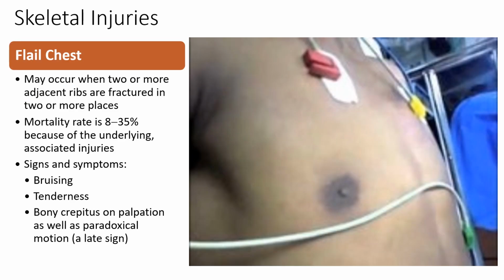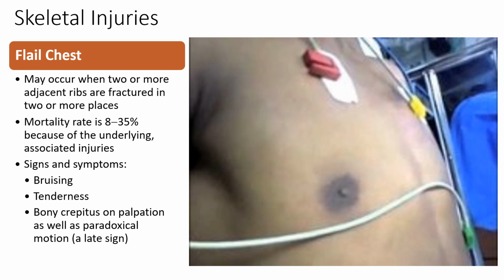Not sure how well some of these videos play on the recording in class. We'll take a look at this better, but here's just some examples over to the right of a flail chest happening. Basically what happens is when two or more adjacent ribs are fractured in two or more places.